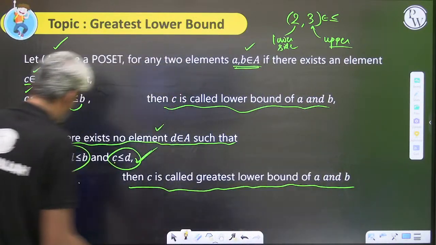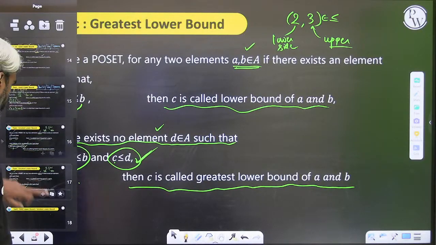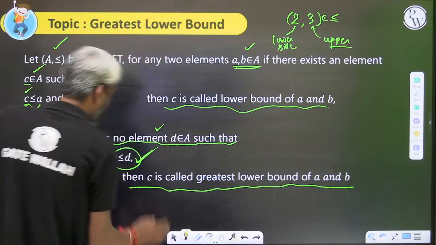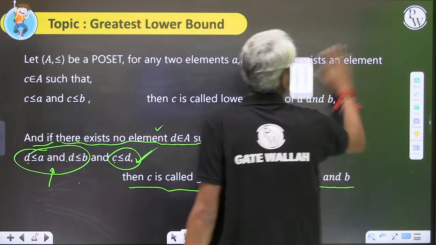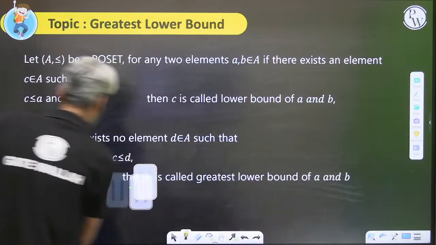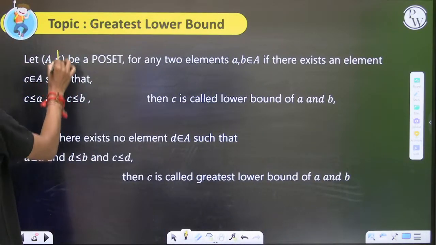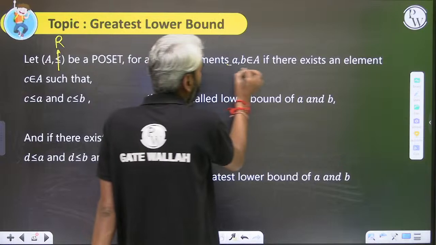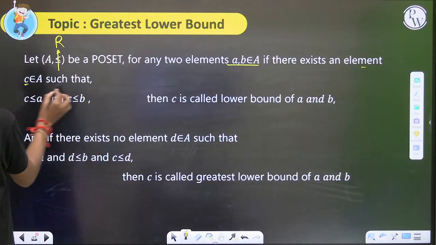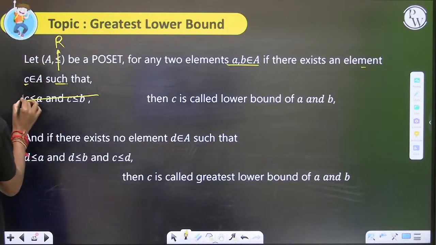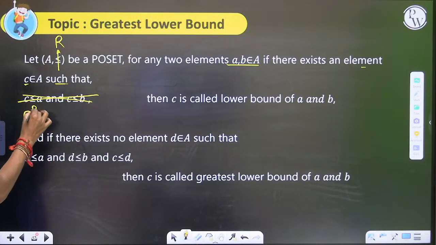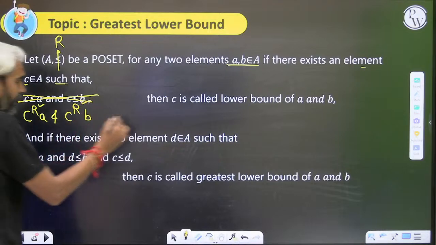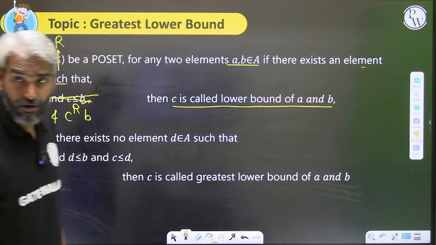Now I can generalize this in terms of relation R. Let's assume that in place of less than or equal to, we have any random relation R. Let's assume (A, R) is a poset, and for two elements a, b belonging to set A, if there exists an element c belonging to set A such that c is at the lower side of a and c is at the lower side of b with respect to relation R, then c is called a lower bound of a and b.